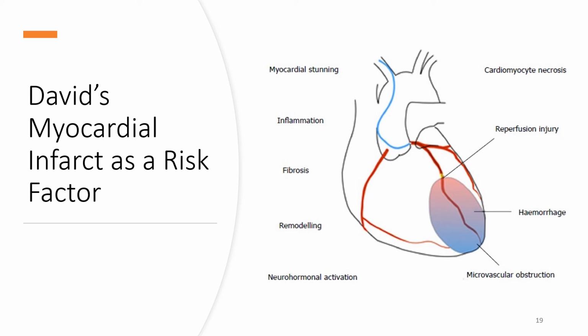David's biggest noted risk factor is his MI that he had. Coronary artery disease is one of the leading causes of heart failure. Heart failure after an MI is a very, unfortunately, common occurrence. It happens due to a combination of events: myocardial stunning, myocyte necrosis, decompensation of heart failure that was pre-existing, or mitral regurgitation. So this places David more at risk for developing heart failure.